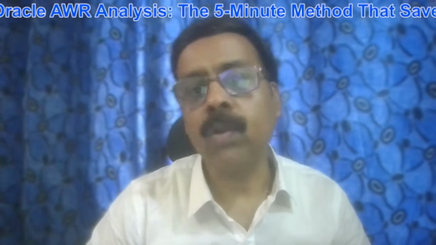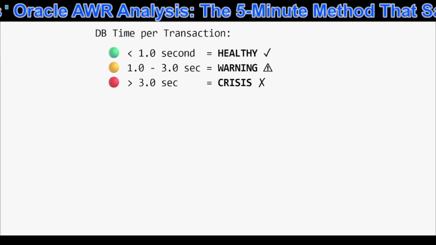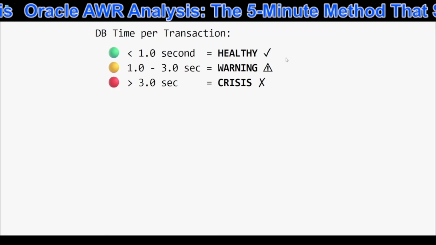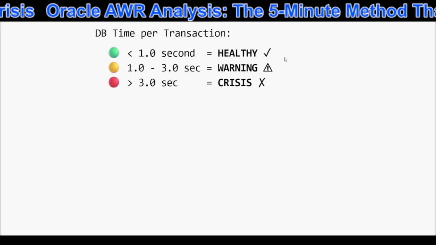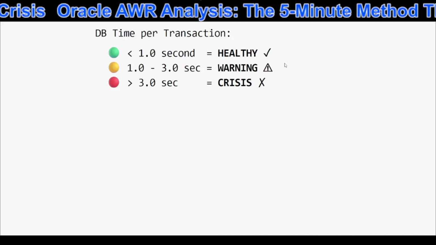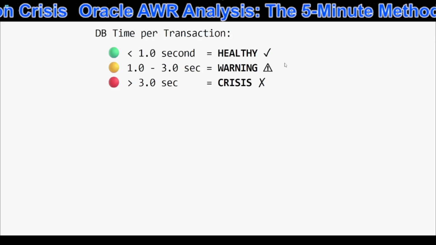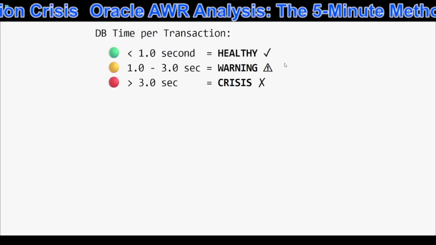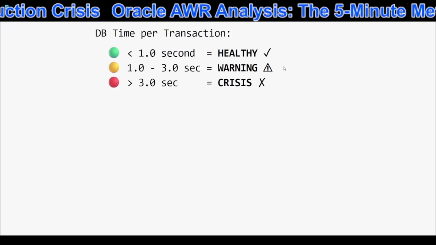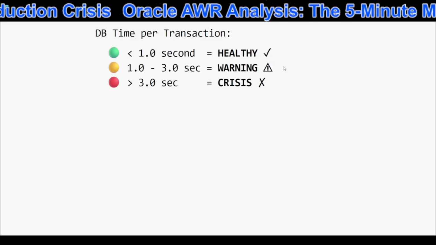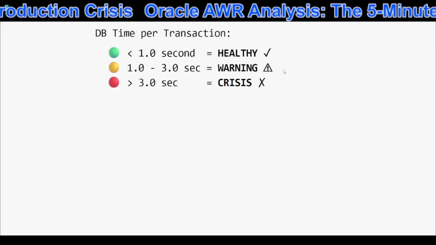Here is a simple rule you can remember. If DB time per transaction is less than 1 second, your system is healthy. If DB time per transaction is between 1 and 3 seconds, it is a warning sign. Something needs attention. And if DB time per transaction is more than 3 seconds, you are in a crisis situation and you need to act immediately. Let me show you a few real examples.